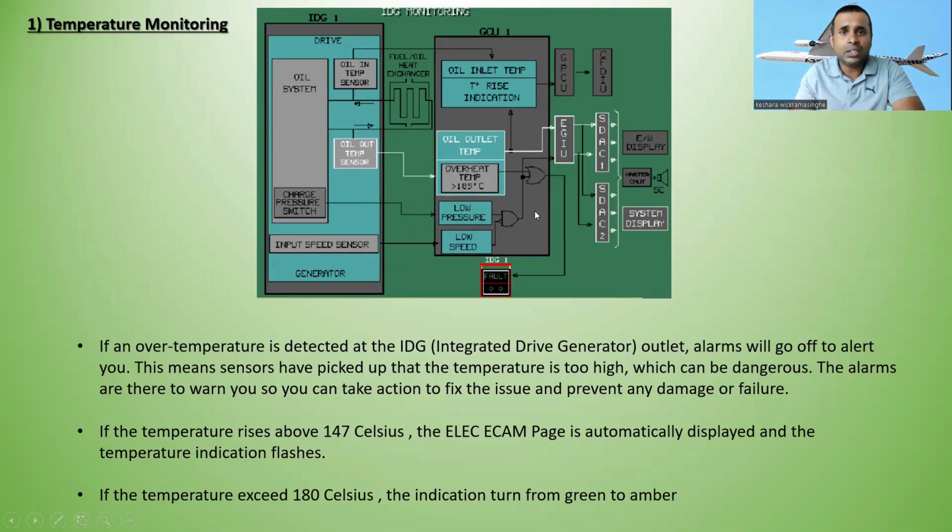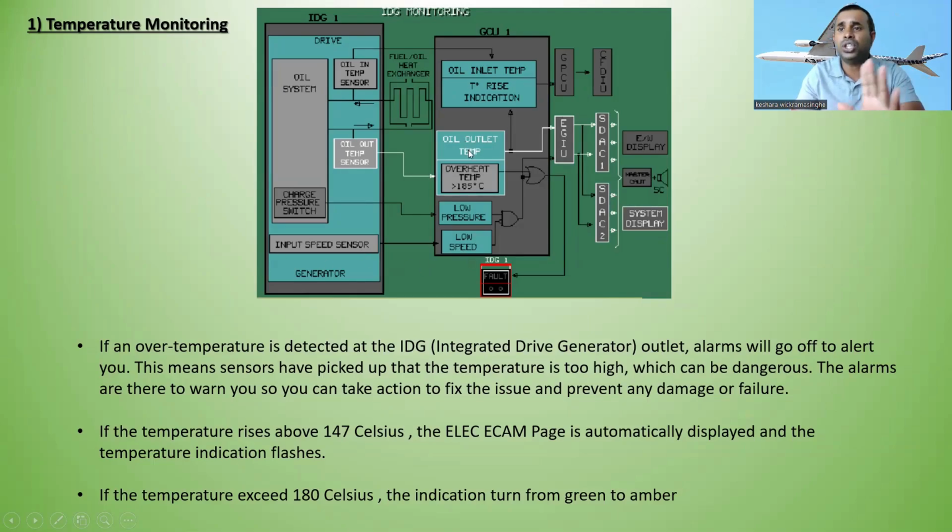In the GCU, the generator control unit 1, you can see the oil inlet temperature rise indications, and here the oil outlet temperature, overheat temperature, low pressure, and low speed. Then there are some gates, and it goes to the engine indication unit, then step 1, step 2, then to the system display, master outputs, and engine warning display. Let's talk about this.